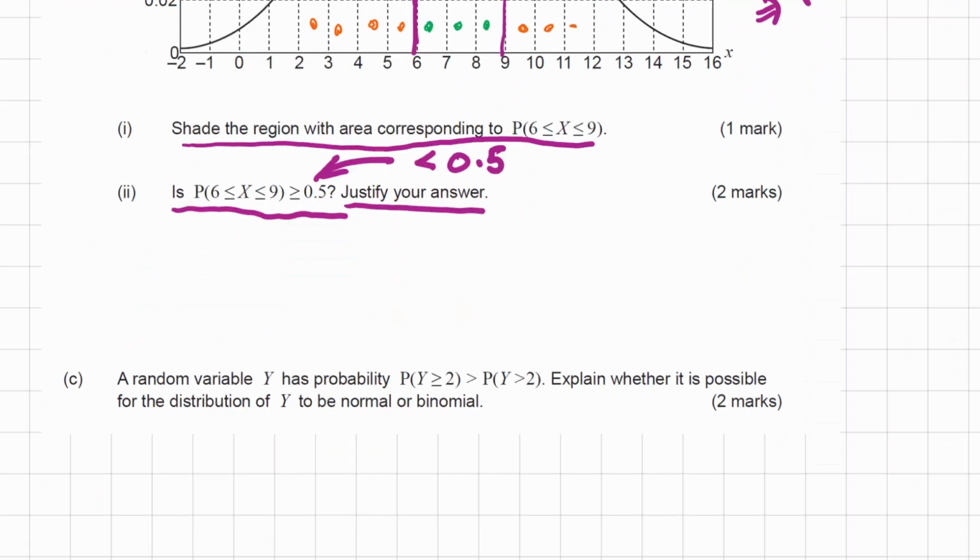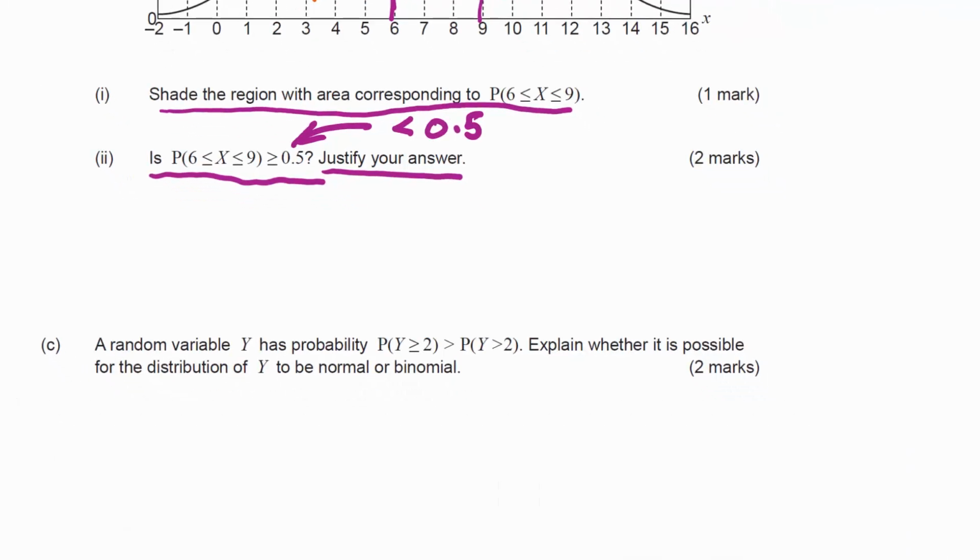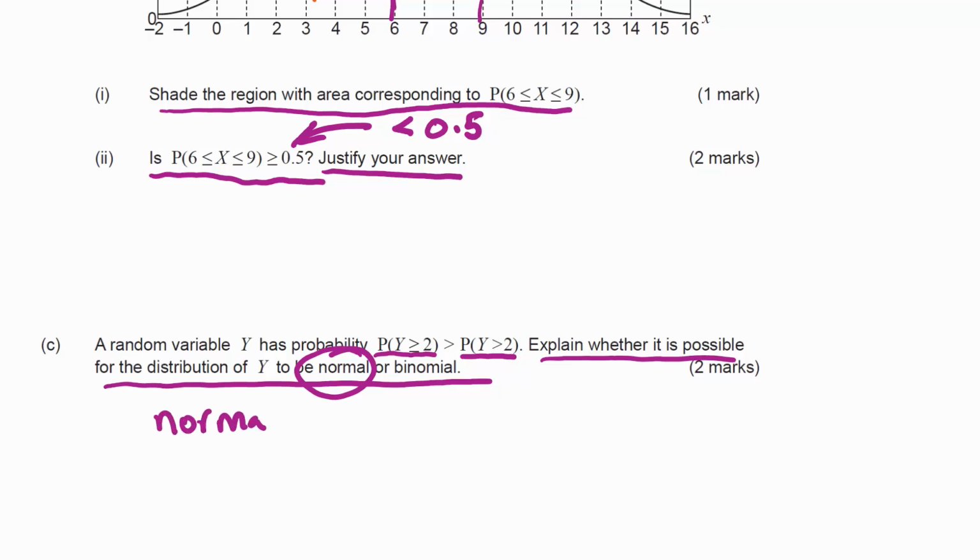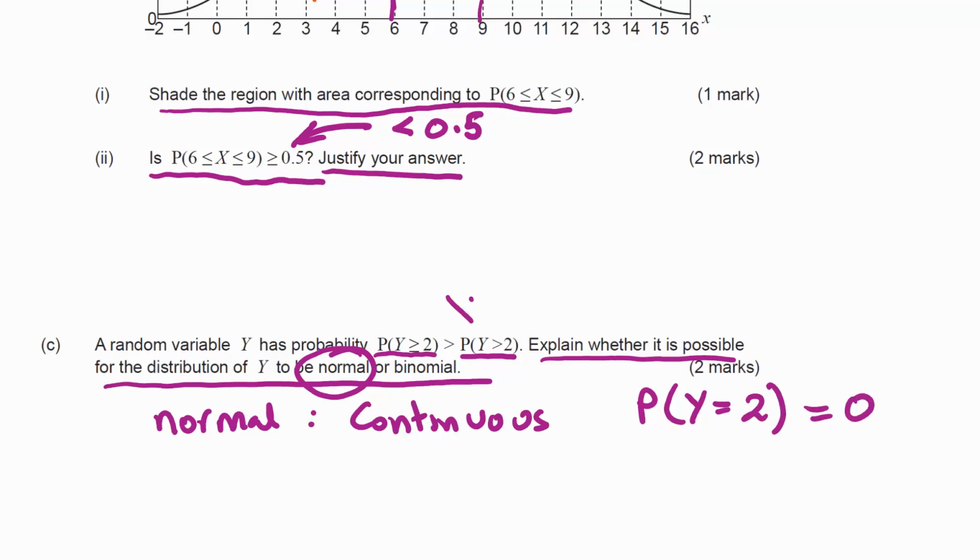Now, the last part of this question says a random variable y has probability such that the probability of y is greater than or equal to 2 is more than the probability of y is greater than 2. Explain whether it's possible for the distribution to be normal or binomial. Let's look at normal first. So we know that normal, that's continuous. Therefore, the probability of y being actually equal to 2 is 0. So this situation cannot be true.